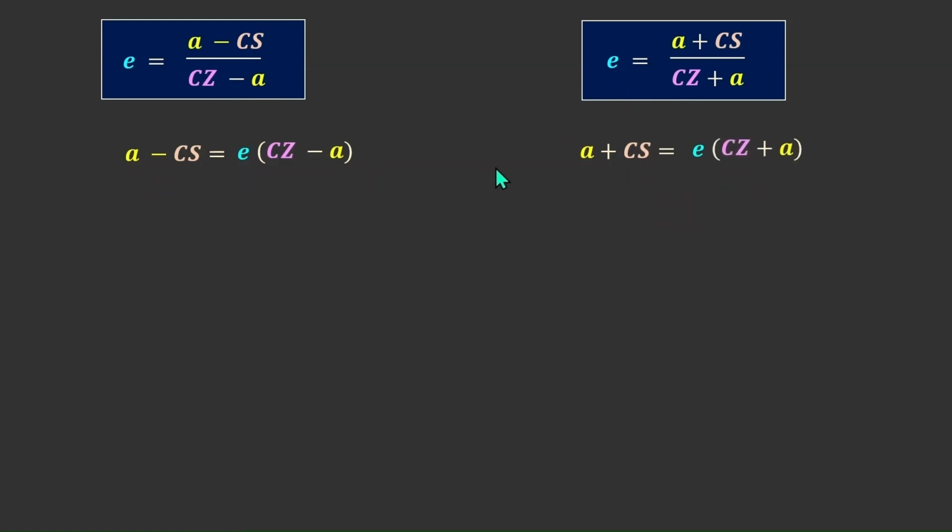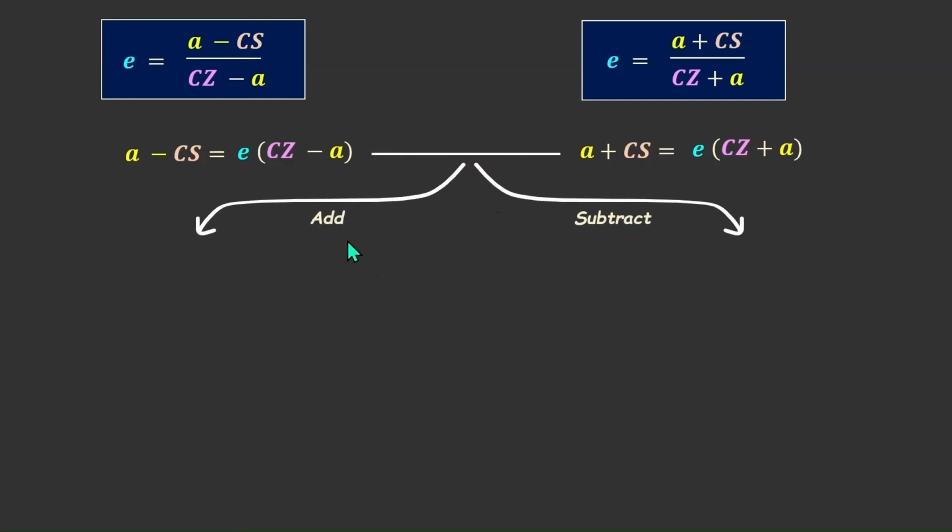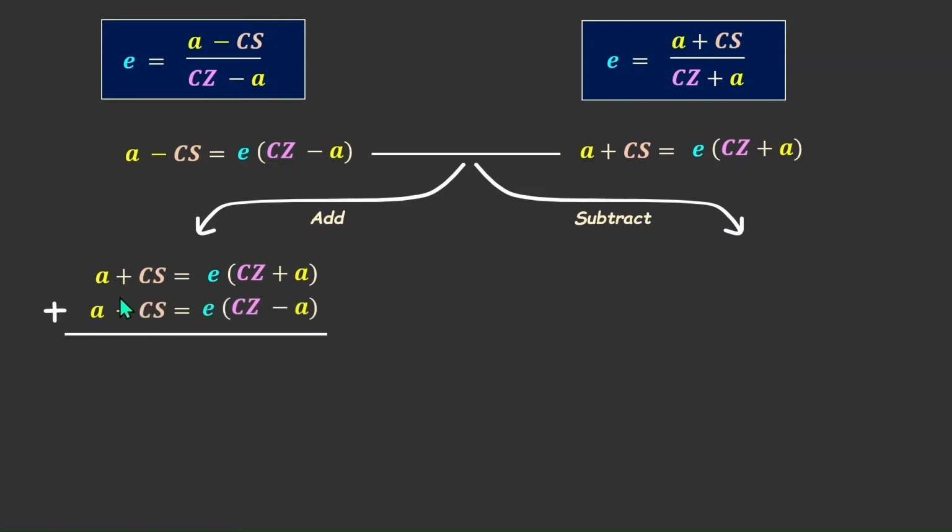Now from both these equations, we can find out CS and CZ because these are the only two variables and we have two equations. So let's add both the equations and subtract both the equations to get the values of CS and CZ in terms of A and E. First, let's add both the equations. From here, CS would get cancelled and we'll get 2A is equal to E into CZ plus E into CZ, so that's 2E into CZ. And EA minus EA would get cancelled. So ultimately we get that CZ is equal to A divided by E.